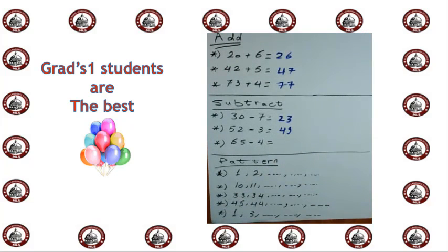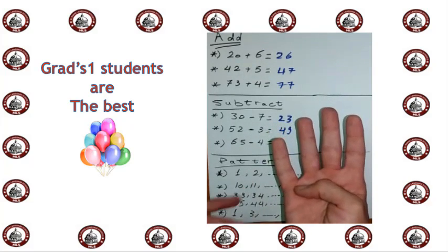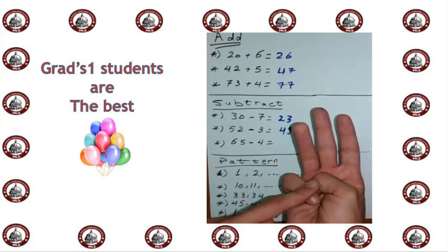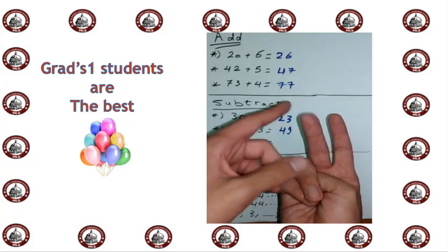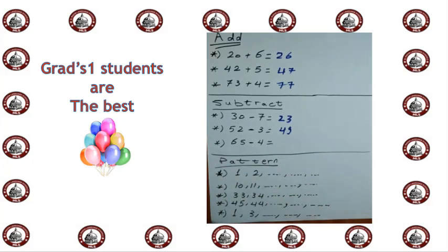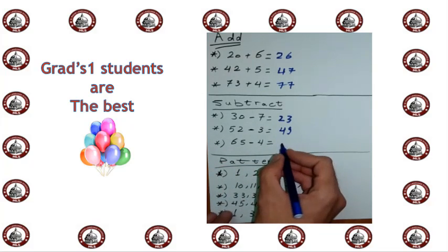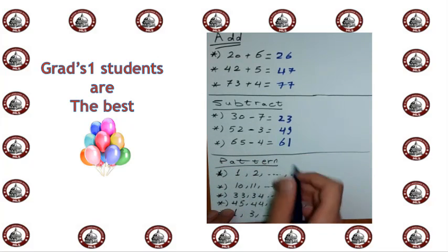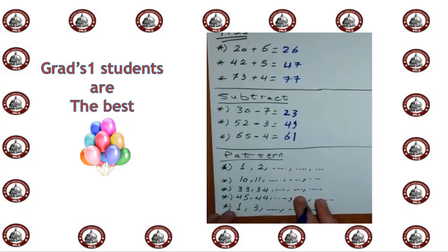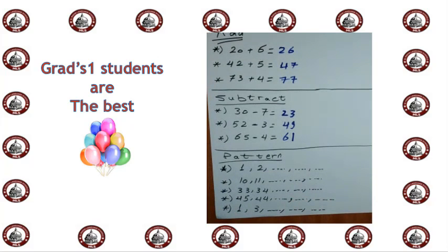Another example, 65 minus 4. 65, the big number, in my mind, and 4, the small number, on my finger. Before 65: 64, 63, 62, 61. Then the result equals 61.